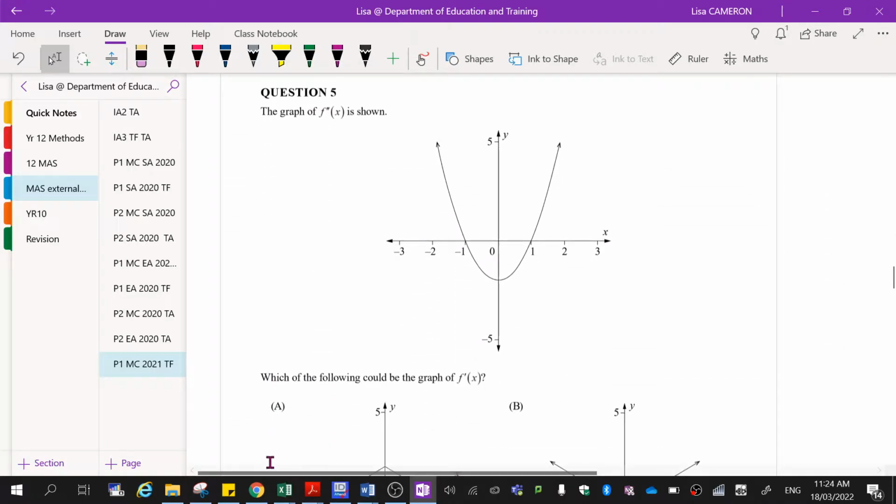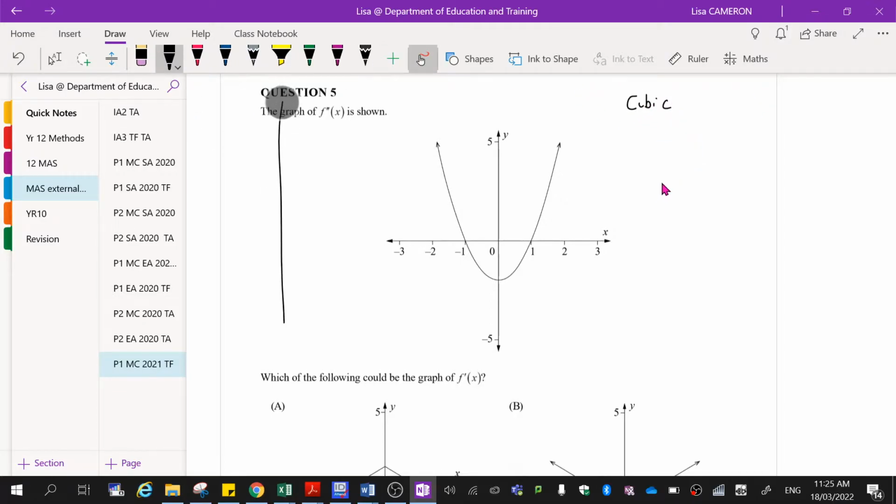Okay, now this is a solidly good question. The graph of the second derivative is shown over here. Which of the following could be a graph of the first derivative? Now, first thing we need to recall is if this is a parabola, that means that the first derivative of this was going to be a cubic function.